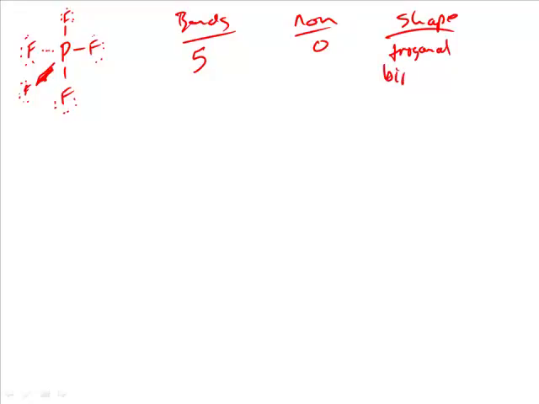So we've got bonds, non-bonds, and shape. So here we have 5 bonds, 0 non-bonding pairs, and the shape, as we said, was trigonal bipyramidal. Now, instead of all of them being bonds, we're just going to make a molecule that has 4 bonds and 1 non-bonding pair, such as SF4.